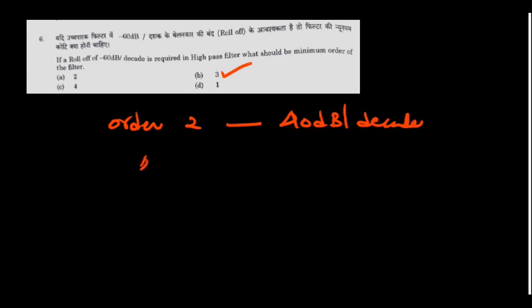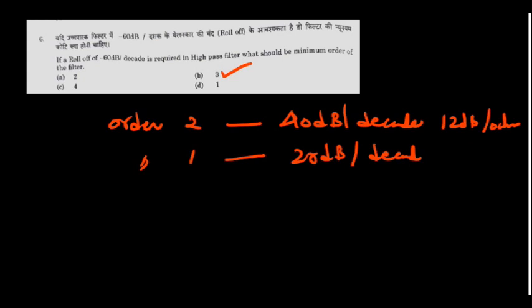A roll-off of minus 60 dB per decade is required in a high pass filter. What should be the minimum order of the filter? It is 3. If order equals 2, then it is 40 dB per decade. If it is 1, then it is 20 dB per decade. This 40 dB can be written as 12 dB per octave. Similarly, 1 means 6 dB per octave.